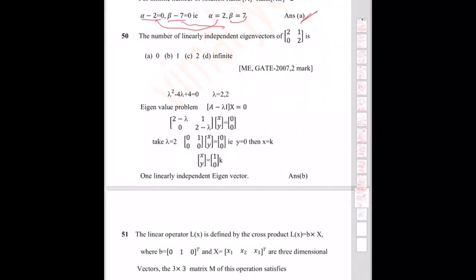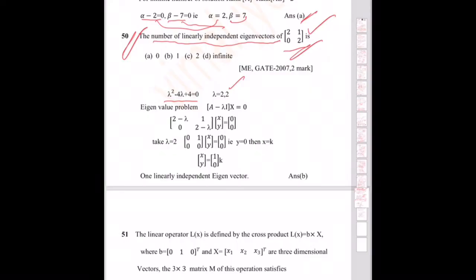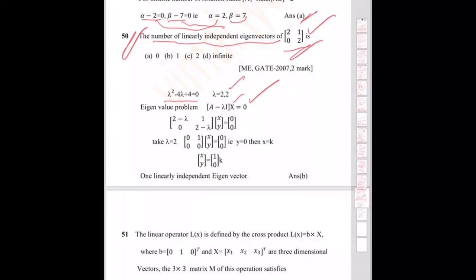Then problem number 50. The number of linearly independent eigenvectors of this matrix. The characteristic equation of this matrix is lambda square minus 4 lambda plus 4 equals 0. That is, lambda equal to 2, 2. Then the eigenvalue problem (A minus lambda I)X equals 0. Put lambda equal to 2 in this equation, we get this equation.